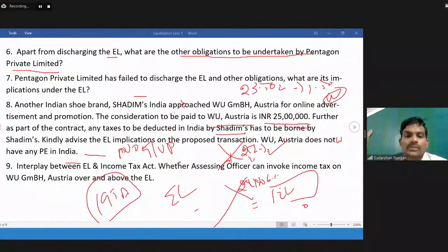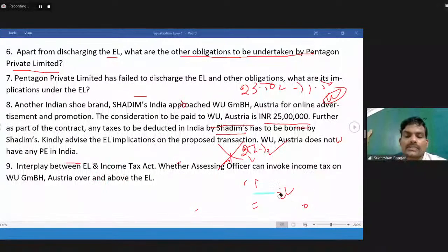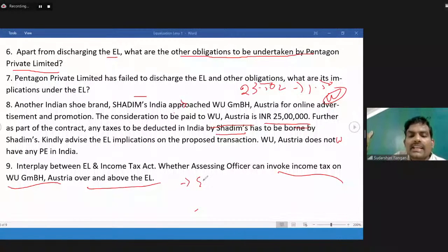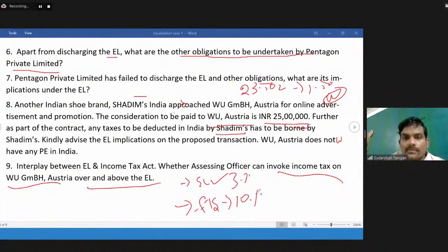Now, this brings us to the last aspect under the first kind of transaction in equalization levy. This is a question that is also raised by Vignesh. Interplay between equalization levy and the Income Tax Act. Whether the assessing officer can also invoke income tax on the Austrian company over and above the EL. So what a smart assessing officer does is, look, EL is not the Income Tax Act. This is a separate 3%. So this transaction, I think it will come under FTS. So therefore, you should pay 10%.